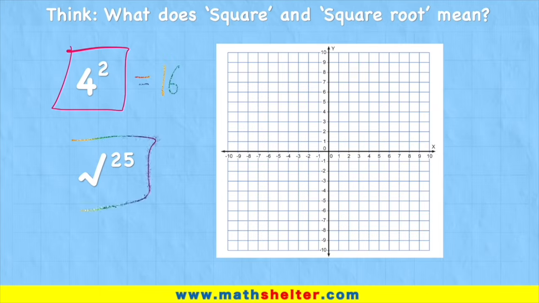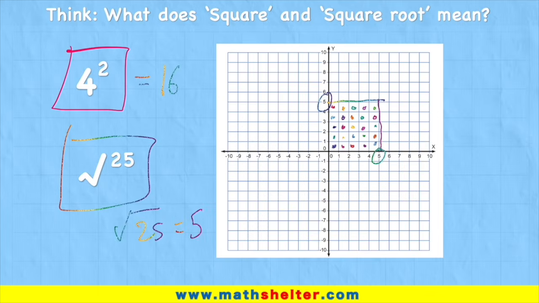And therefore with 25, what I'm basically doing is building a square out of 25 little squares. So I'd have 1 there, 2, 3, 4, 5, 6, 7, 8, 9. Still keeping it a square shape. 10, 11, 12, 13, 14, 15, 16, 17, 18, 19, 20, 21, 22, 23, 24, 25. Now when I create that shape, we can see that it joins the 5s together. Therefore the square root of 25 equals 5.